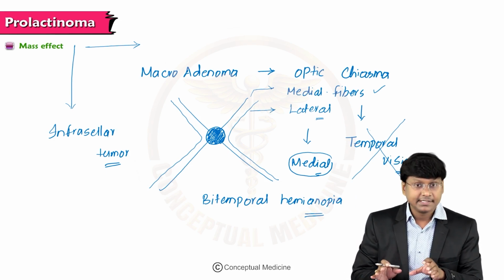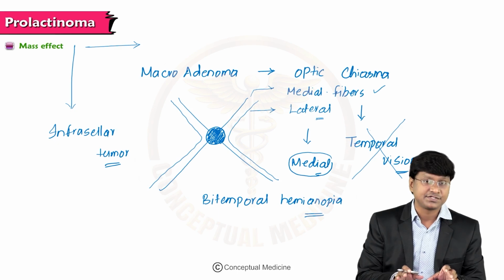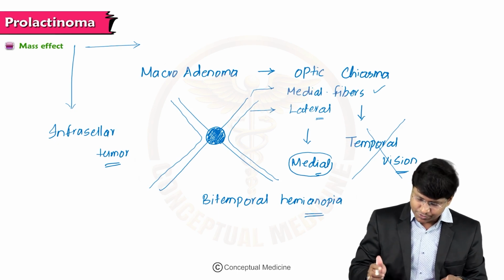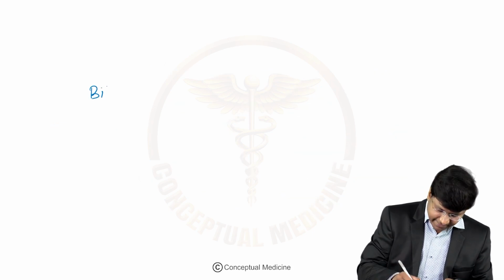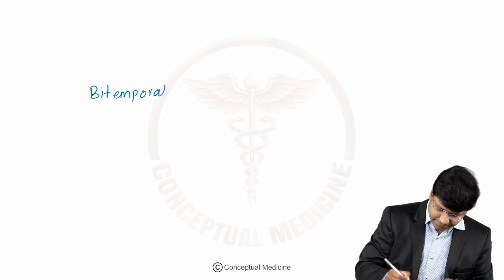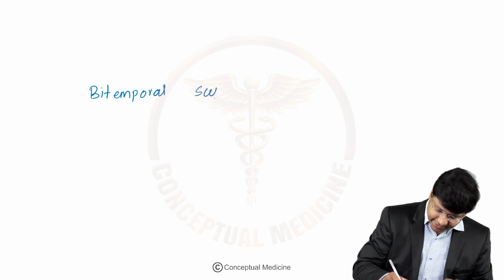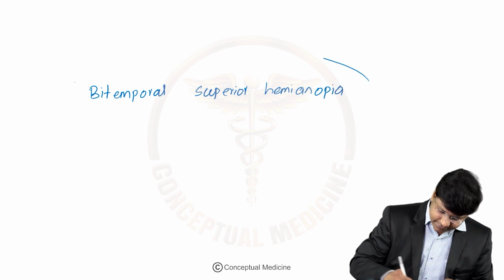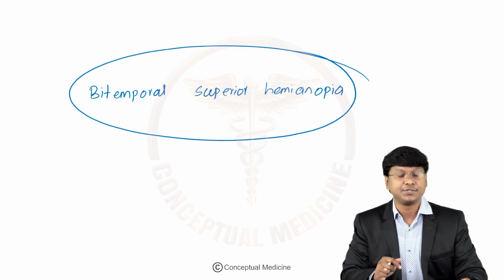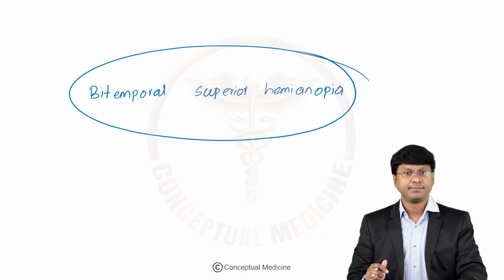So the clinical manifestations of the visual field include bitemporal superior hemianopia. So this will be the visual field defect that you will have in patients with the prolactinoma.